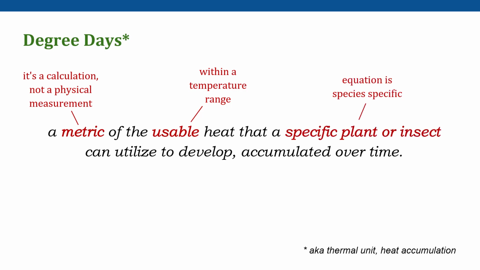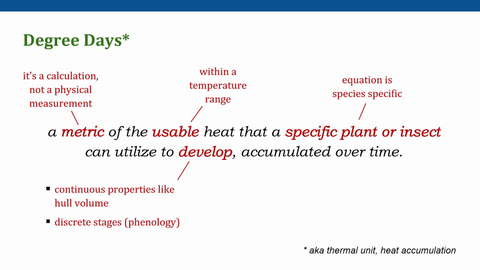All of this is species specific. The range of usable temperature can even vary between cultivars. And in the case of insect development, the model parameters for degree days and the rate of growth can even vary according to the host plant. So you get different sets of models for different combinations of pests and hosts.